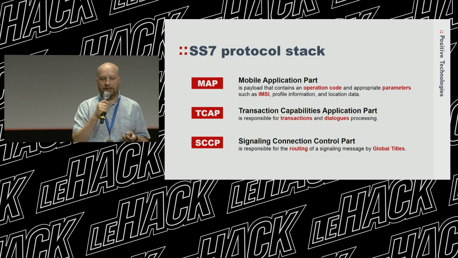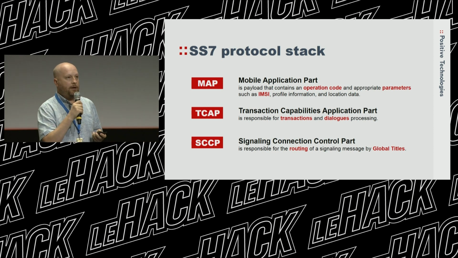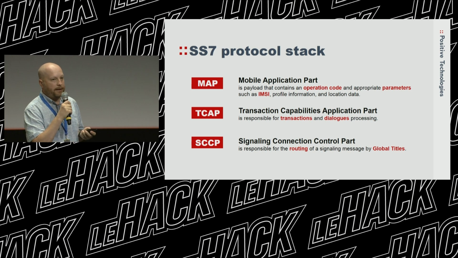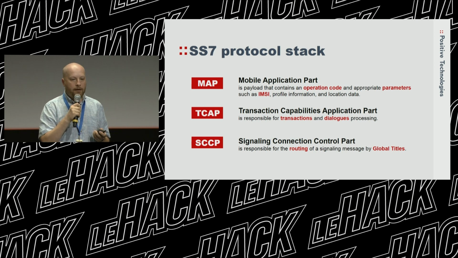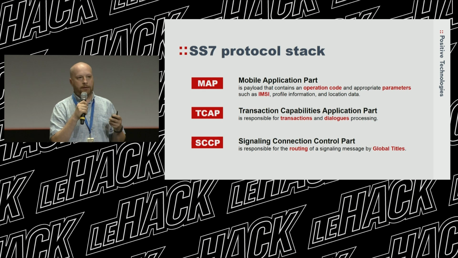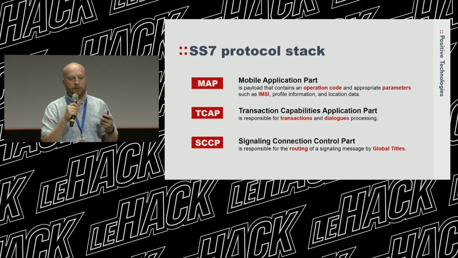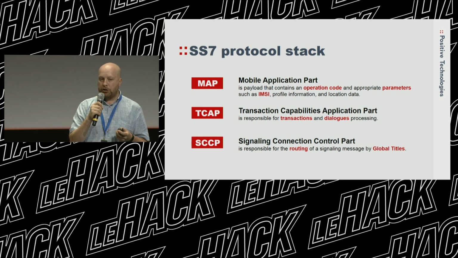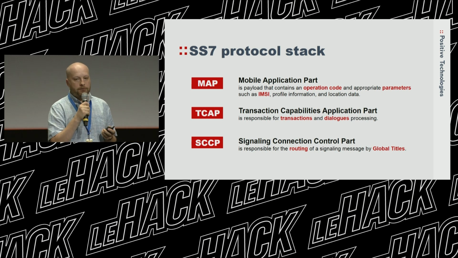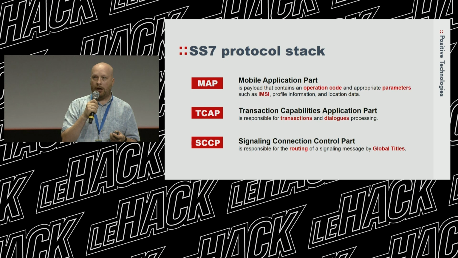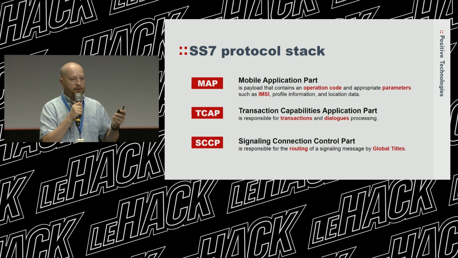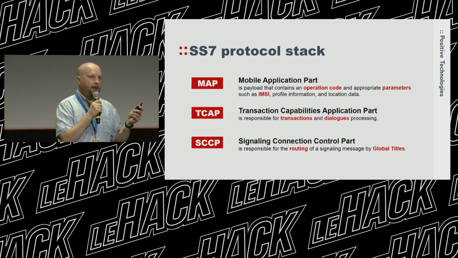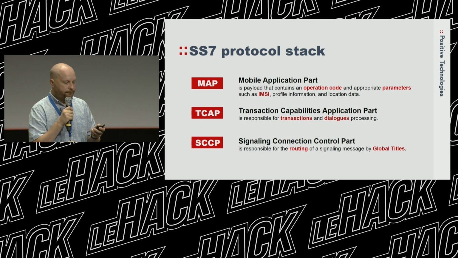The next protocol is TCAP, Transaction Capabilities Application Part. This protocol is responsible to tie single request and response into one whole dialogue. And also, TCAP defines the application of the upper layer. Upper layer usually is MAP, or Mobile Application Part. This is a payload of a signaling message that contains operation code and some other parameters that are related to each operation. For example, IMSI identity, MSISDN identity, profile data, and so on.